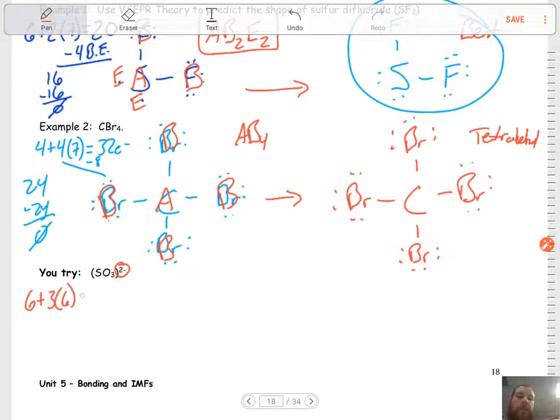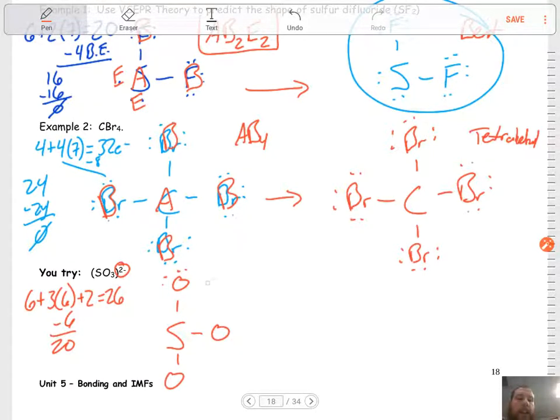Now, what do we do with a negative charge? We add that to our total number of electrons, not subtract it. So 6 plus 18 is 24. We've got 26 total electrons that we're going to be using here. So let's just jump right in. I'm going to kind of spread out my oxygens. I'm going to connect them all with a bond. Subtract that. I've got 20 more electrons that I've got to use.